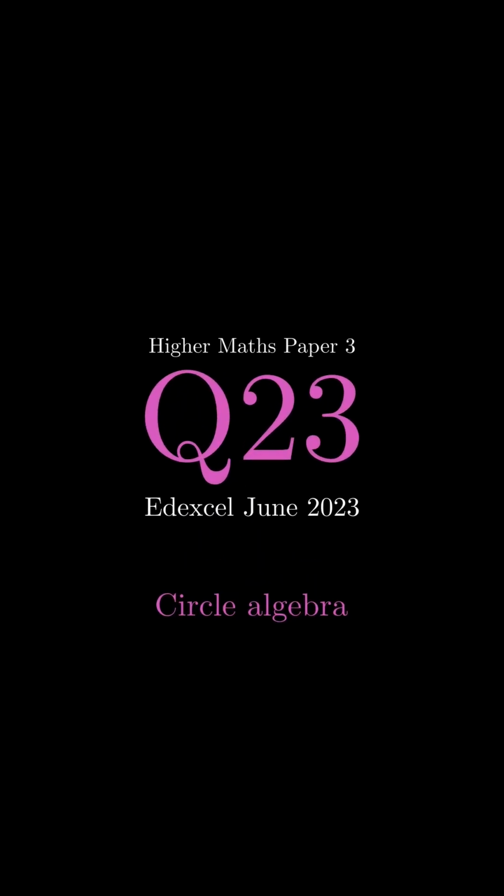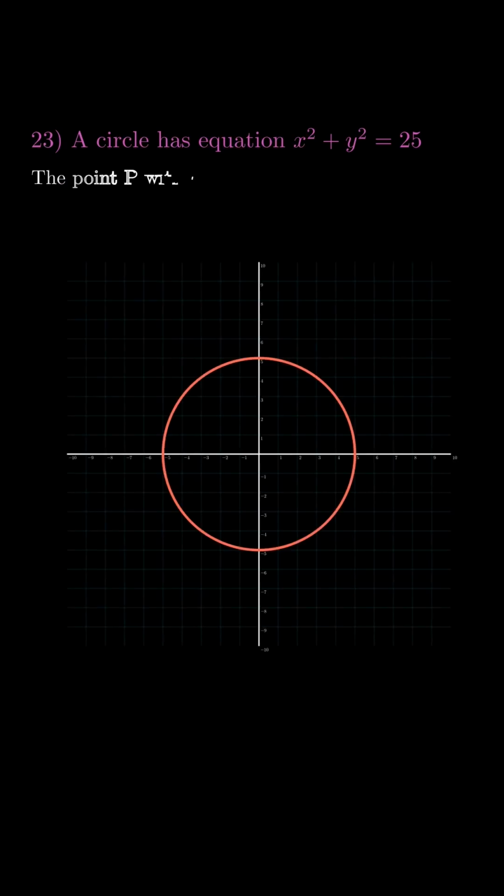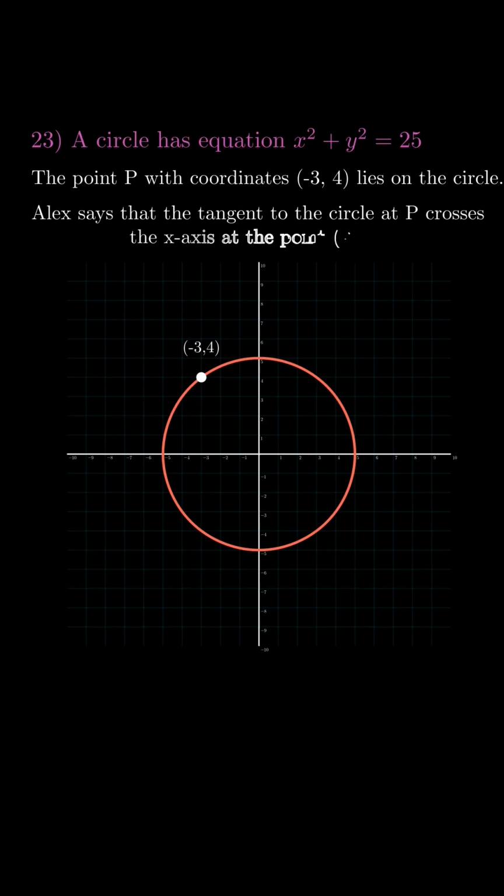Question 23. A circle has the equation x squared plus y squared equals 25. The point P with coordinates minus 3 and 4 lies on the circle. Alex says that the tangent to the circle at P crosses the x-axis at the point minus 8, 0. Is Alex correct? We'll start by working out the gradient of the perpendicular line to P, which is the line from P to the origin.